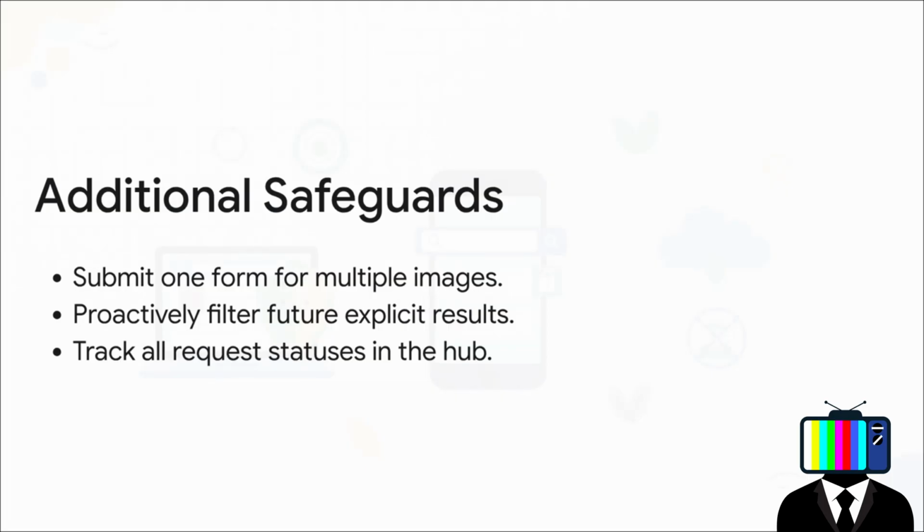And there are some other really helpful safeguards built in now too. For one, you can report multiple images in a single form, which saves a ton of time and hassle. You can also opt in to a filter that tries to proactively block new explicit images of you from ever showing up. And of course, you can track all of your requests right there in the Results About You hub.